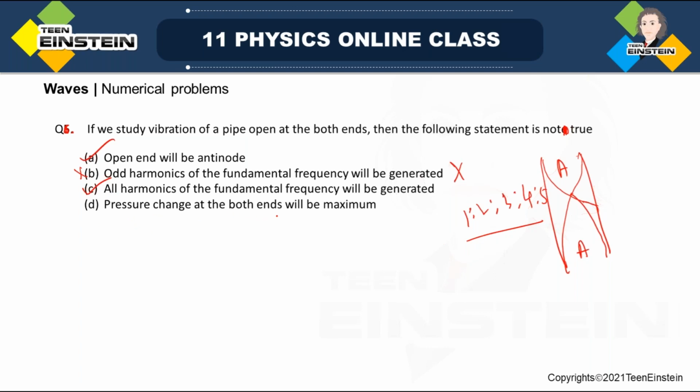Pressure changes at both ends will be maximum. Yes, that is also true. Antinodes means pressure change will be maximum. So option B will be the correct answer, correct in the sense that it is the wrong statement for an open organ pipe.